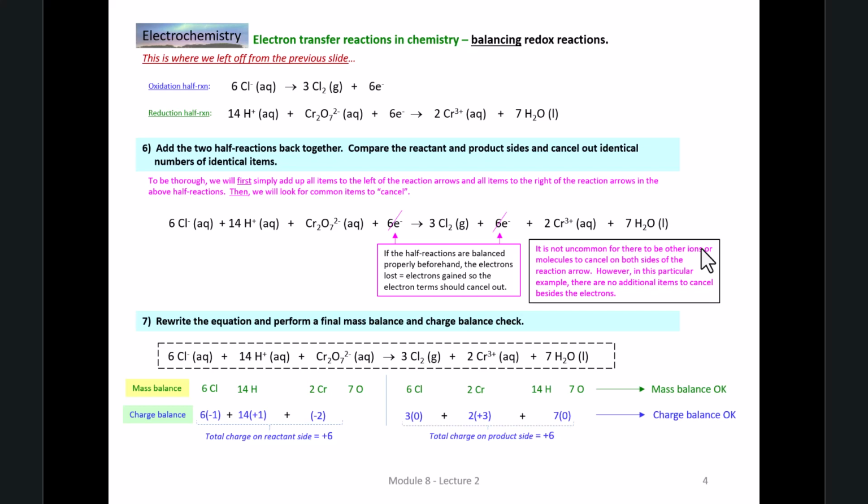You might ask, why do we need to do this final check? I guess the best answer is sometimes mistakes are made. So this is a final check to make sure that your overall redox reaction is balanced. Now, the presence of hydrogen ions and H2O in the balanced equation reminds us that this redox reaction occurred in acidic solution, so we were asked to balance it in acidic solution.